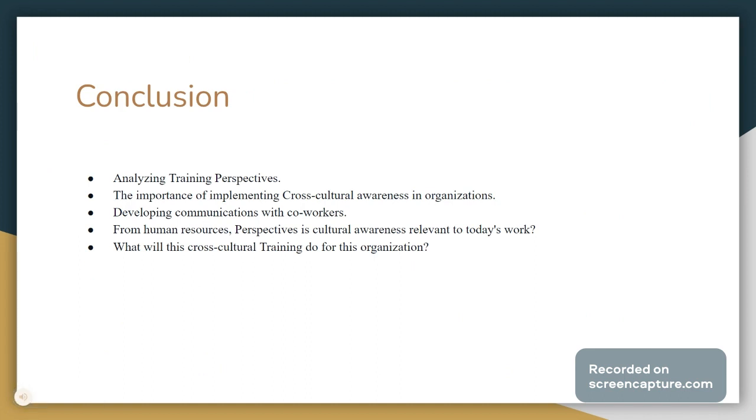In this slide, we will discuss analyzing training perspectives, the importance of implementing cross-cultural awareness in organizations, and developing communications with coworkers. From a human resources perspective, is cultural awareness relevant to today's work? And what will this cross-cultural training do for this organization?